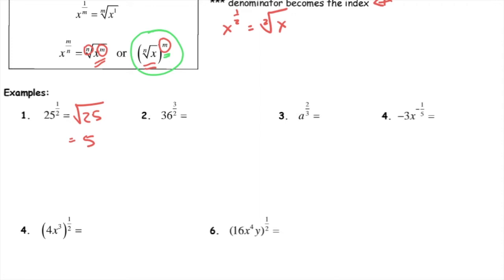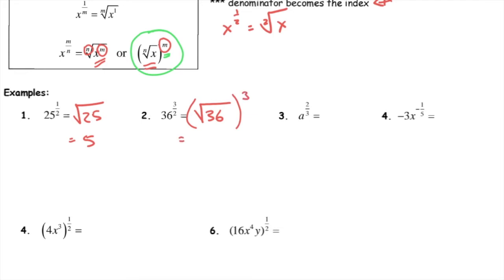Here, this is 36 cubed, to the 3 over 2. So this means the square root of 36. Now, I could cube 36 and then take the square root. I could totally do that, but I do not know off the top of my head what 36 cubed is. Or I can take the square root of 36 and then cube the final answer.